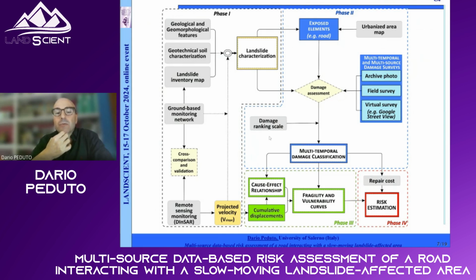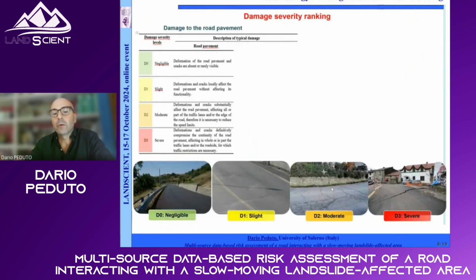The level of damage was then combined with the intensity parameter in order to derive cause-effect relationships, which were deterministic, relating the displacement with the damage. Starting from this and applying a probabilistic approach, we derived fragility and vulnerability curves up to the estimation of risk. Now I will give you some other details about the methodology, then go into the results.